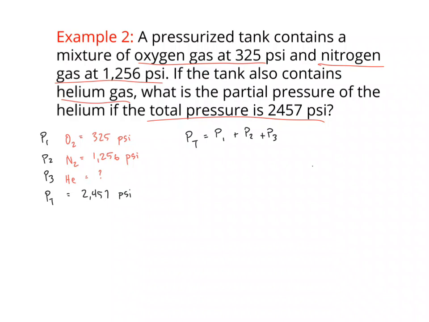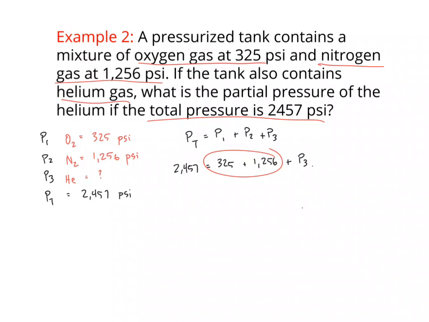The total pressure was given to me as 2,457 psi. The pressure of oxygen, which I labeled as P1, has a pressure of 325. The second gas, which is nitrogen, I'll label it P2, has a pressure of 1,256 psi. And helium, my third gas, is unknown. So I'm just going to write it as P3. You can write it as an X. Either way, it's your unknown variable. So it just comes down to adding and subtracting. So I can combine like terms. I can combine these two if I wanted to.